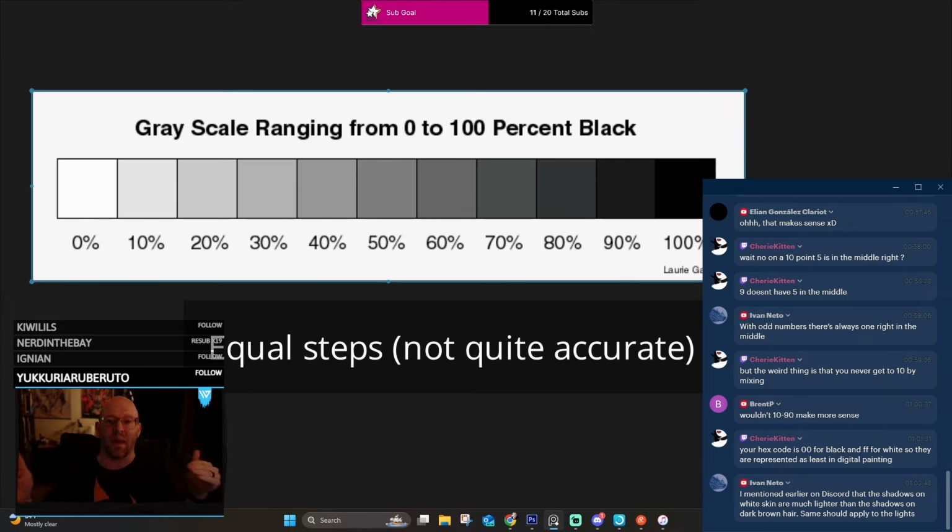This is where it's relative. You have to look at the scene. You have to look at the surroundings. You have to look at the things around it.